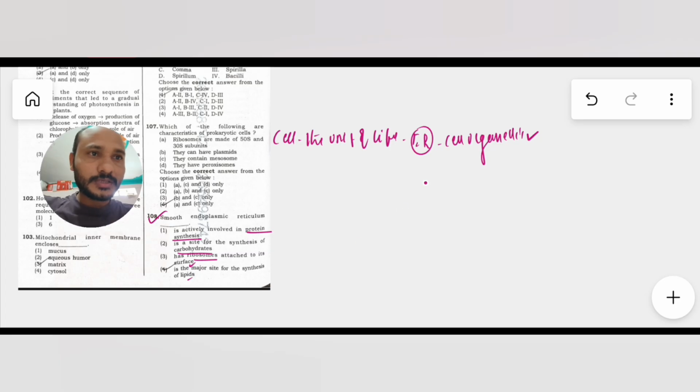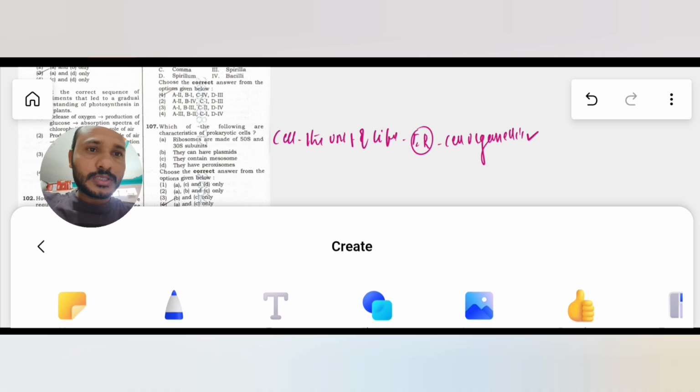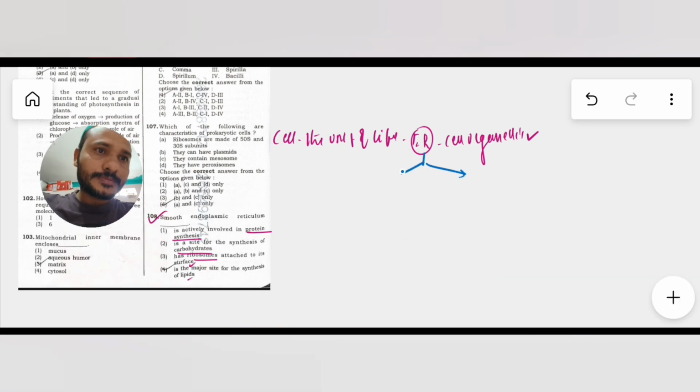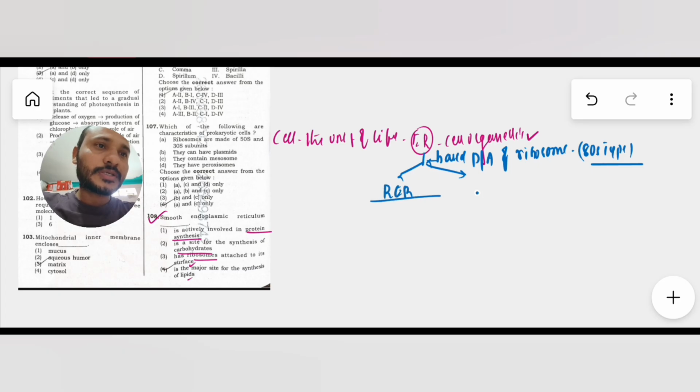Let's start with the function of the endoplasmic reticulum. We already made an important, detailed video on the endoplasmic reticulum, so please watch that video on my channel. Since these questions are framed only from function, I will explain only the endoplasmic reticulum functions. Generally the endoplasmic reticulum is divided into two types based on the presence or absence of ribosomes. In eukaryotes we have 80S type of ribosomes, very important. If ribosomes are present, it is called rough endoplasmic reticulum. If ribosomes are absent, it is smooth endoplasmic reticulum. Rough endoplasmic reticulum contains ribosomes, but smooth endoplasmic reticulum does not.